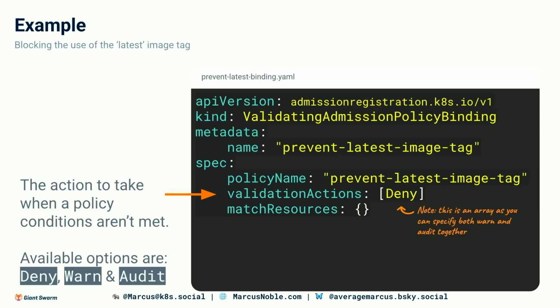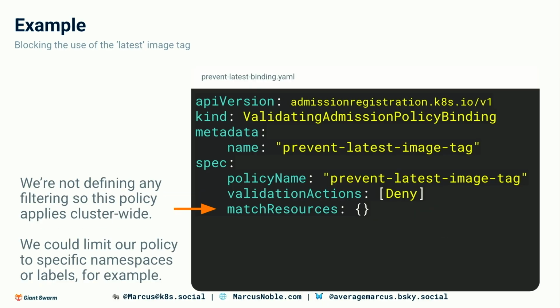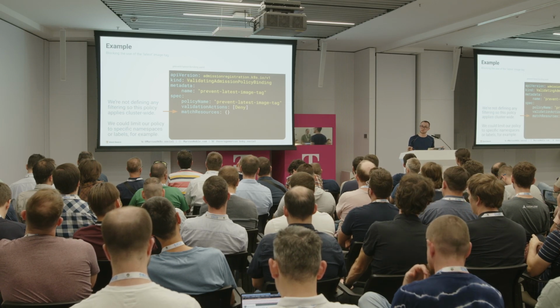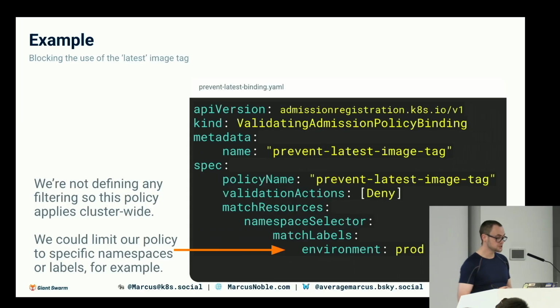Warn will just give a warning message to the user, but the request will still persist. And then audit will actually create an entry in the Kubernetes audit log. So if you want to warn but still have the audit log, you can do that, but it will still allow the request to go through. Deny also does audit anyway. And if we want to just apply to everything that matches the policy resources, we can just have an empty match resources here. Or alternatively, we can use something like match label.